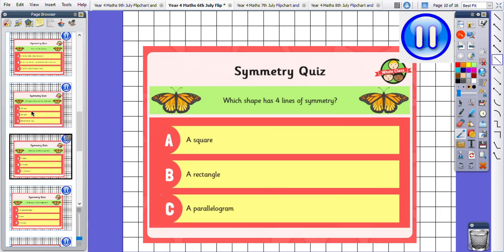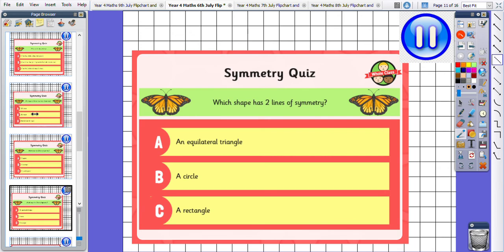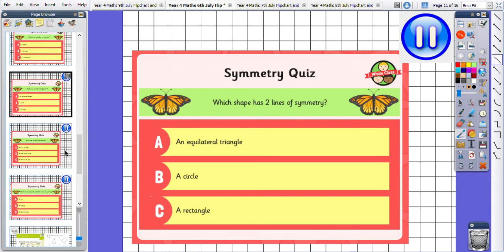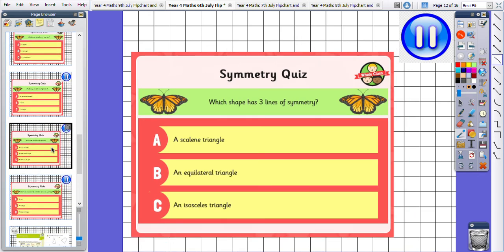Which shape has 4 lines of symmetry? A square, a rectangle or a parallelogram? It's a square, A. Which shape has 2 lines of symmetry? Equilateral triangle, circle or rectangle? It is a rectangle. Which shape has 3 lines of symmetry? A scalene triangle, an equilateral triangle, or an isosceles triangle? It is an equilateral triangle because everything is equal. It has 3 equal sides.